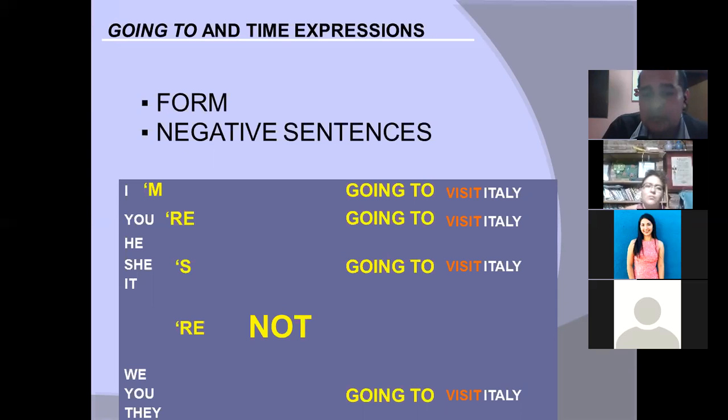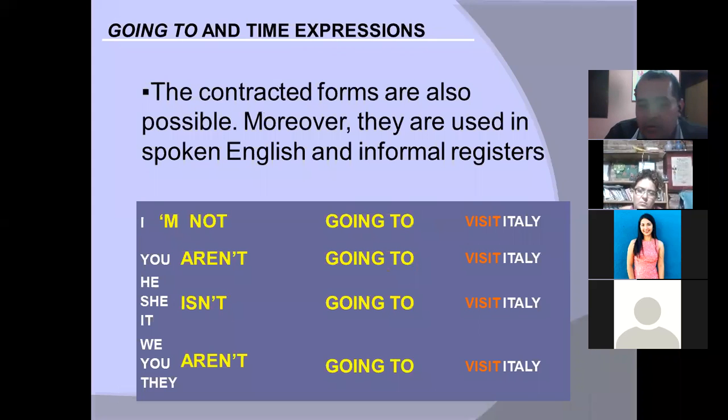I am not going to eat hamburgers tomorrow, for example. She's not going to work next week, for example. In that case, we are using the negative form. Now, please observe, we can use the other option, which is a contraction. I am not going to visit Italy, for example. Or you aren't going to work tomorrow, she isn't going to buy a car, etc.